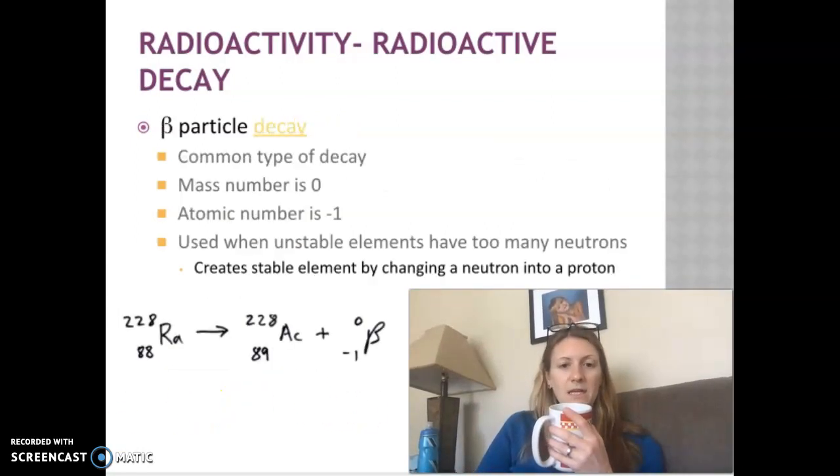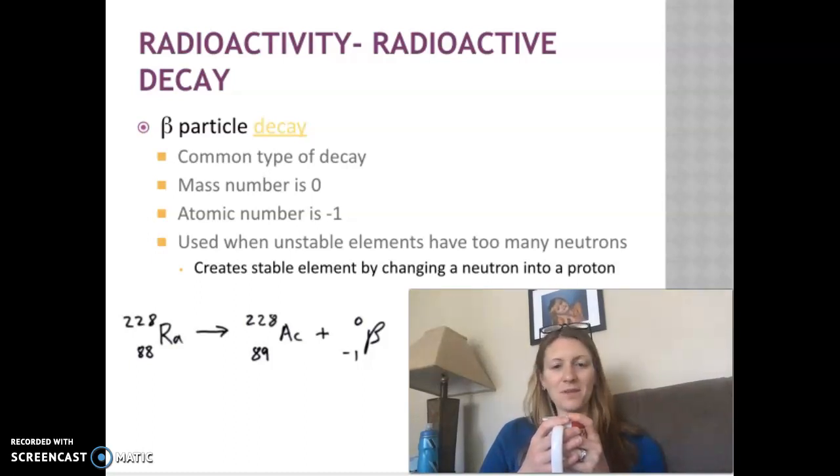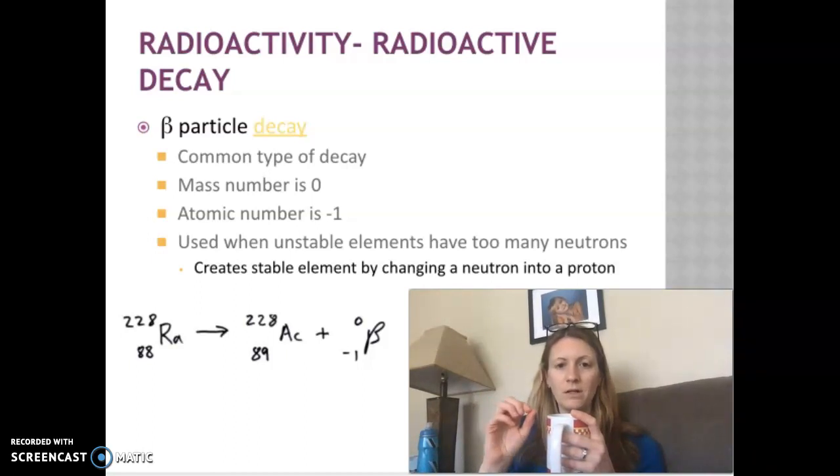The next type of decay is beta particle or beta decay. Another very common mode of decay. It has no mass. How is that possible, you ask? Well, let me tell you. It is used when you have unstable elements that have too many neutrons. And this neutron will decay into a proton. So the neutron is going to change from no charge to a particle that has a charge, specifically a proton, so a positive charge.